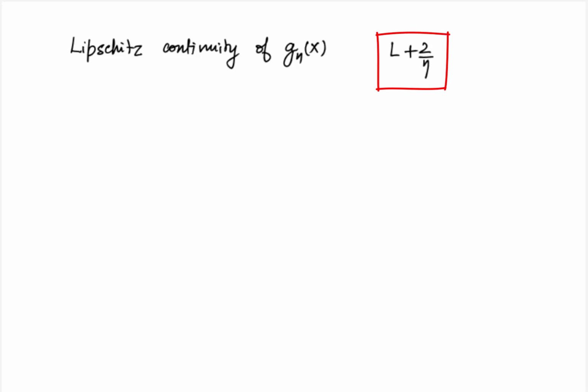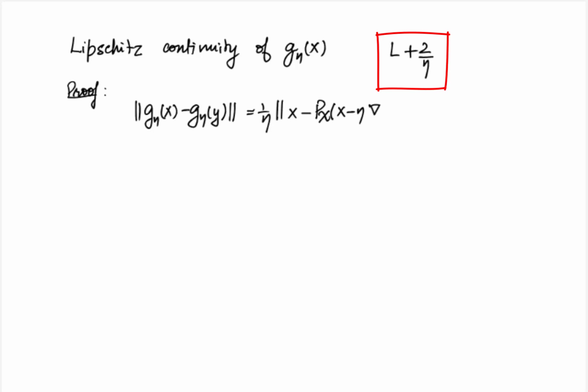Next we'll show the Lipschitz continuity of the gradient map. Recall that gradient f of x is Lipschitz continuous with parameter L. It turns out that the gradient map is Lipschitz continuous with parameter L plus 2 by eta. The proof uses non-expansiveness of the projection operation. Let us derive it. By the definition of g eta, we have that norm of g eta of x minus g eta of y is equal to 1 by eta norm of x minus P_X of x minus eta gradient f of x, minus y plus P_X of y minus eta gradient f of y.